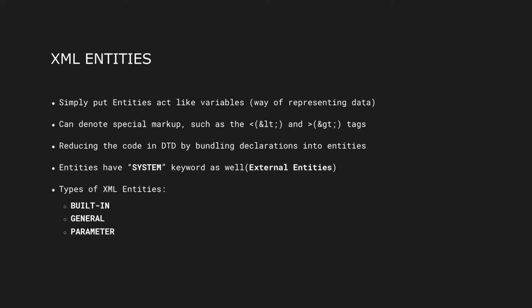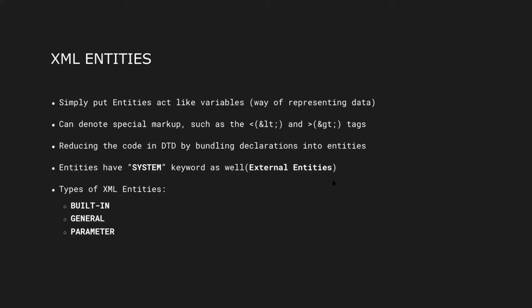So basically, there are three types of XML entities: built-in, general, and parameterized. Built-in entities are the entities that are built into the document because of the XML specification. Like &lt; and &gt; are the entities that are built into the XML specification for the less than and greater than tags. So if you use &lt; and &gt; in an XML document, they will be replaced by the less than and greater than tags. So these are the variables, or entities, that are built in by specification, and they are called built-in entities.